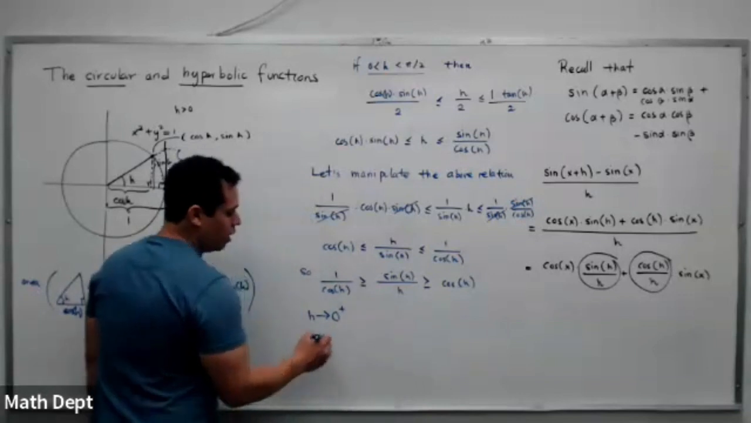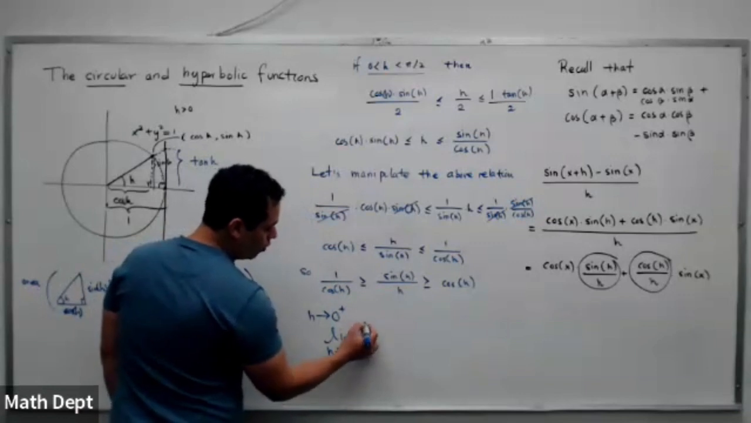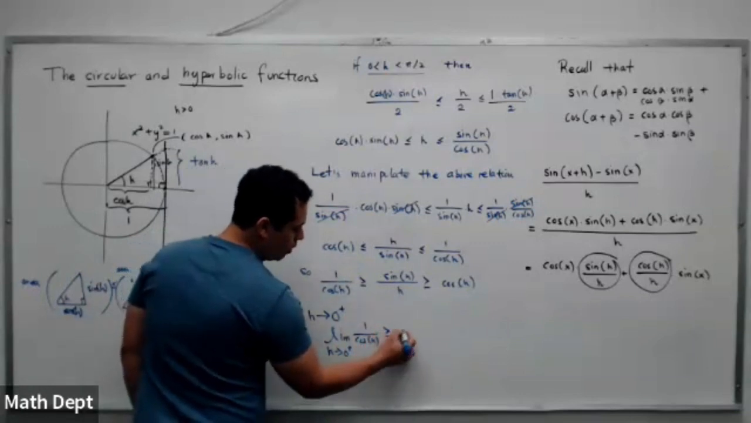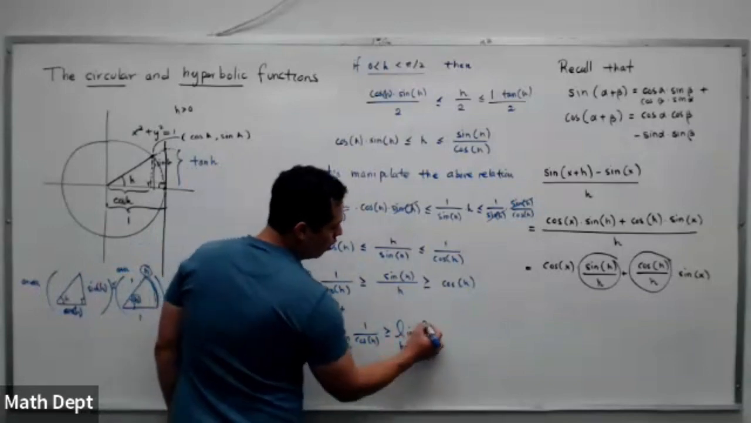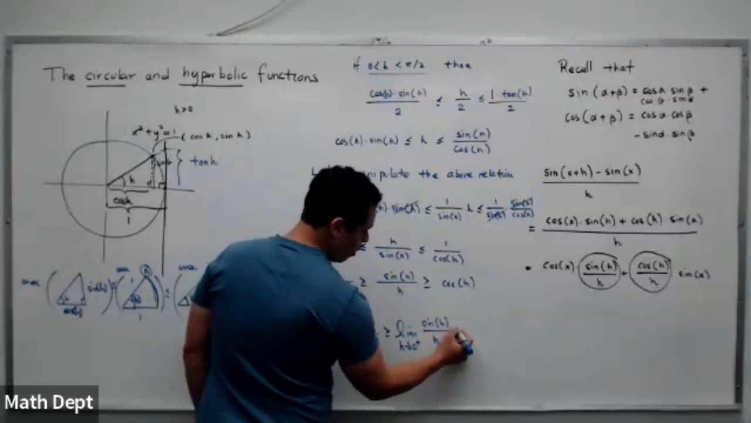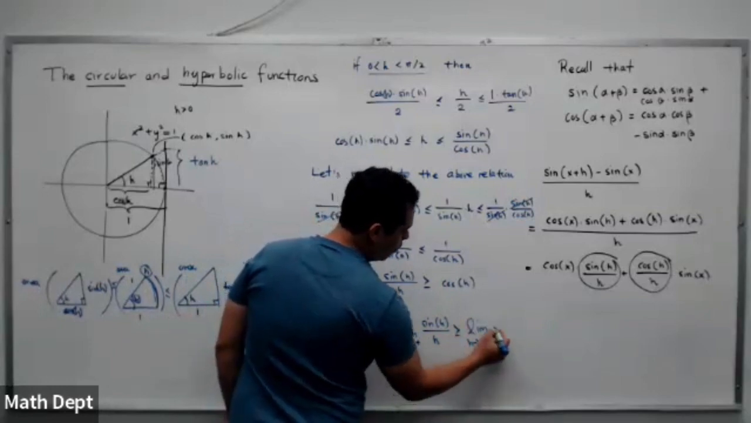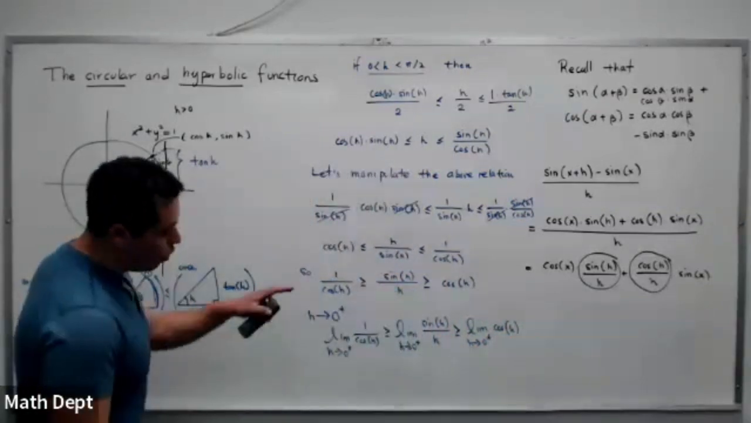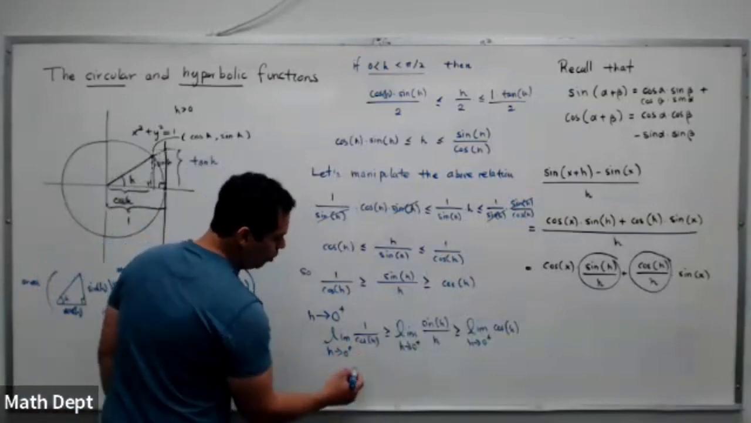So that would indicate that the limit as h tends to 0 from the right of 1 over cosine of h, by the sandwich theorem, would be greater or equal than the limit as h tends to 0 from the right of sine of h over h, which will be greater or equal than the limit as h tends to 0 from the right of cosine of h, of course. Then from this observation, what I see is that this limit is computable. This is 1.